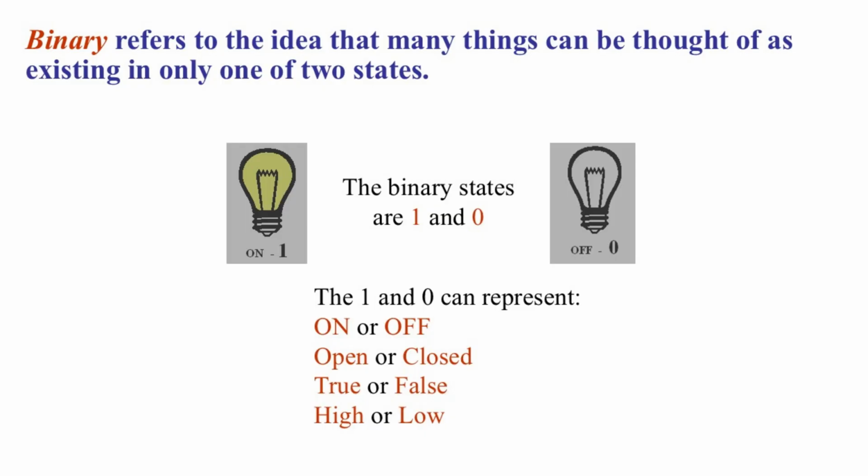Binary means that something can exist in only one of two states, represented by 1 and 0. These states can take on many real-world meanings: on or off, open or closed, true or false, or high or low. For example, think of a light bulb. When it's on, that's represented as 1, and when it's off, it's represented as 0. In PLC programming, all decisions are built on this simple two-state system, which makes binary the language of control logic.